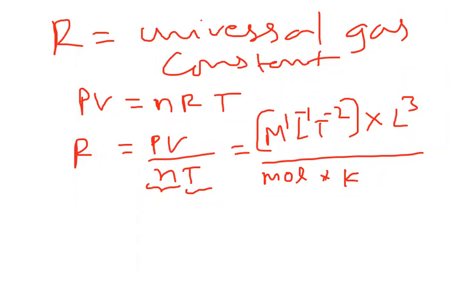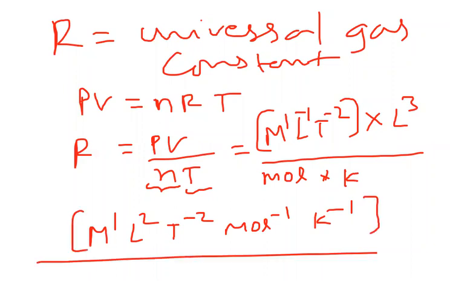So now if you want to write the dimensional formula in the numerator, what will we get here? M¹, okay, L³ into L⁻¹, 3 minus 1 is 2, so L². And we have T⁻², and we have mole inverse. Mole is also a fundamental unit, Kelvin is also a fundamental unit. So I can represent the dimensional formula like this: M¹ L² T⁻² mole⁻¹ Kelvin⁻¹. This is the universal gas constant dimensional formula.